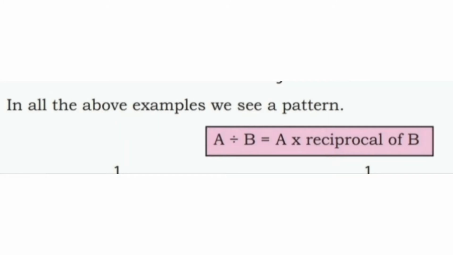So in all the above examples, can you see a pattern? That's right. The pattern is A divided by B is equal to A into reciprocal of B. So when there is division, you can change the division into multiplication by taking the reciprocal of B. Alright. So A divided by B is equal to A into reciprocal of B.